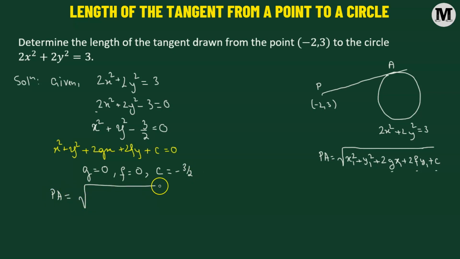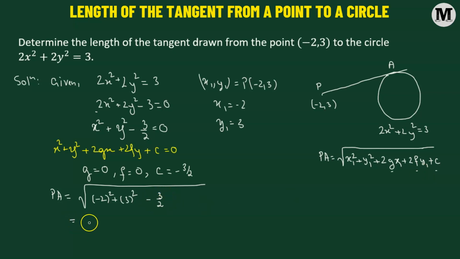We will take the square root. First we need the values of x1 and y1. Here (x1, y1) corresponds to the coordinates of point P, which is (-2, 3), meaning x1 equals -2 and y1 equals 3. So we take (-2)², add it to 3². Now g and f are 0, so we only have the c value, which is -3/2.